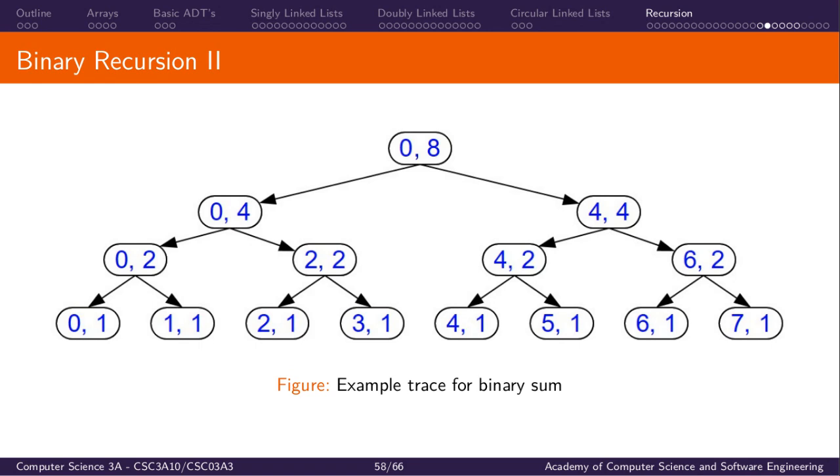0,4 now calls 2,2, which calls 2,1, which returns A2. Then it calls 3,1, which returns A3. It adds those together and returns that to 0,4. So it really depends on the machine that you're using.